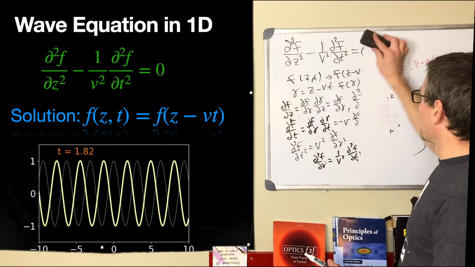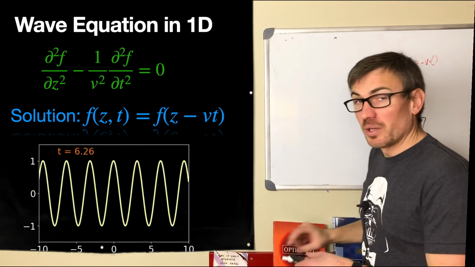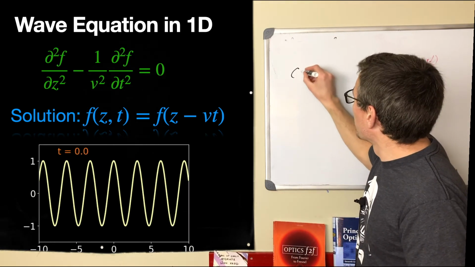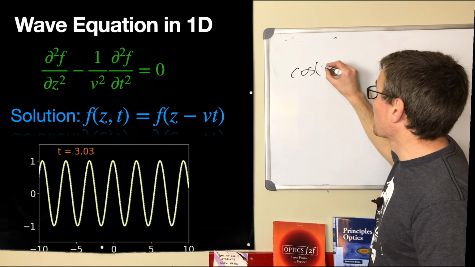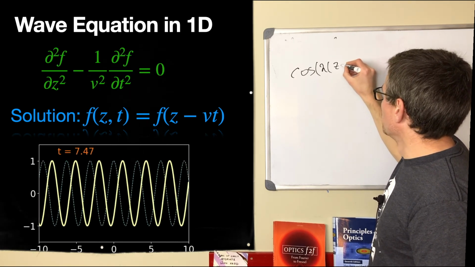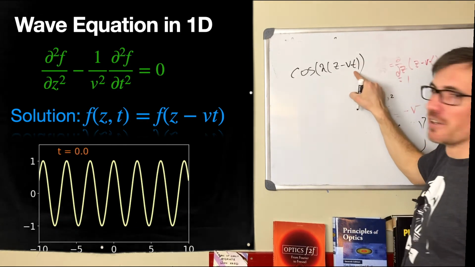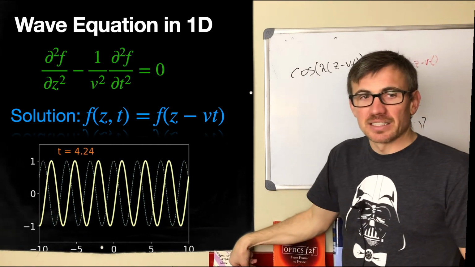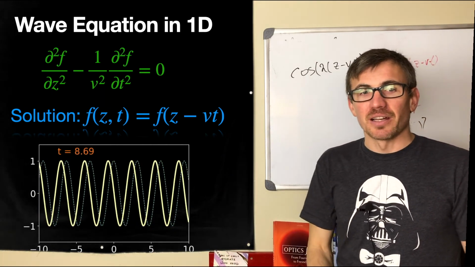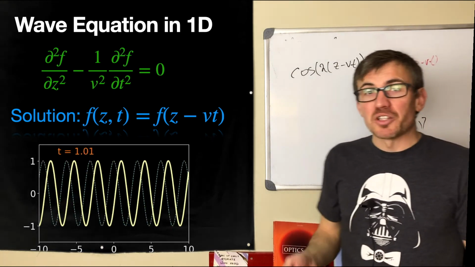Here, we're just plotting literally what I plugged into Python to make this, which is cosine of, I think I wrote, 2z minus vt, and I animated it for different t here. And that's what this wave is actually doing over various times. Okay, so that's the one-dimensional wave equation.